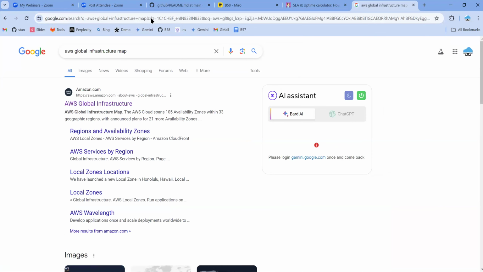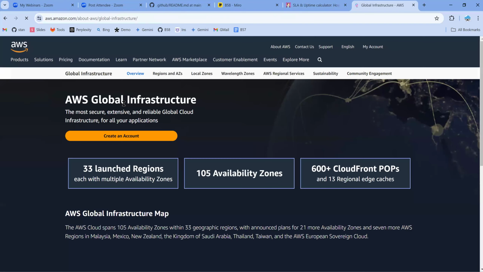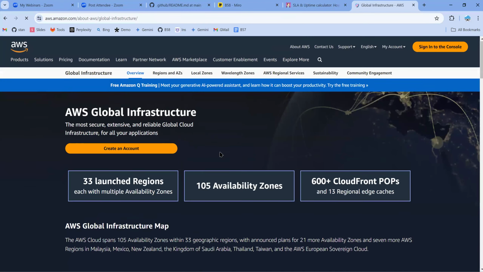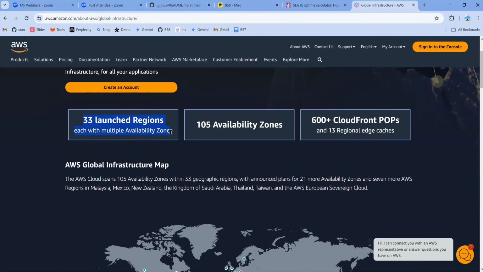If some cranky guy is taking your interview, he wants to prove that he knows better than you, they'll ask you a lot of nonsense. And coming back, there are 33 regions in AWS, and out of which 105 availability zones.